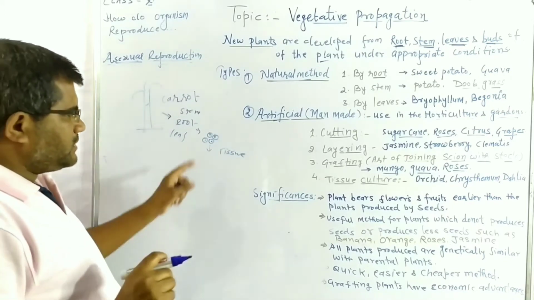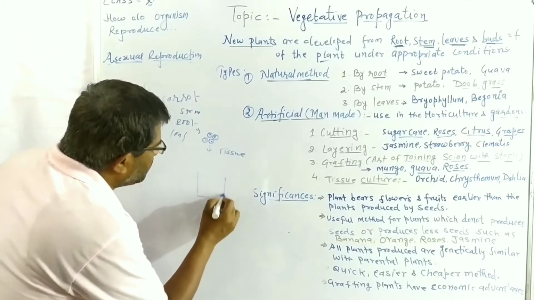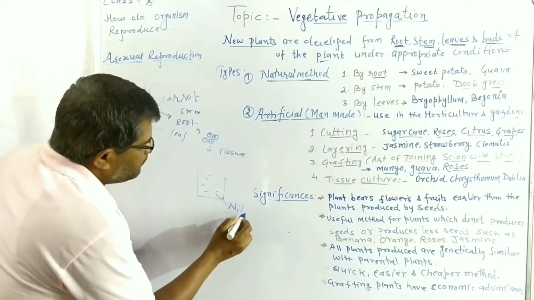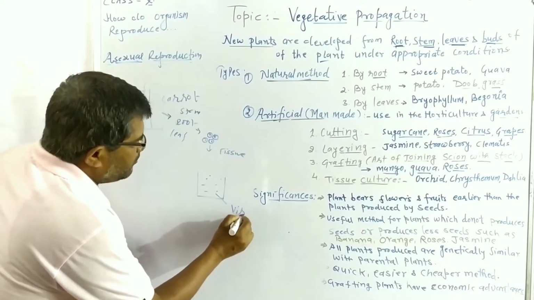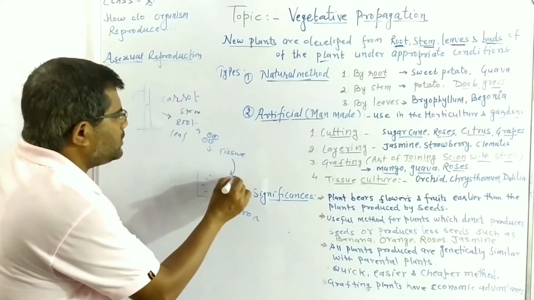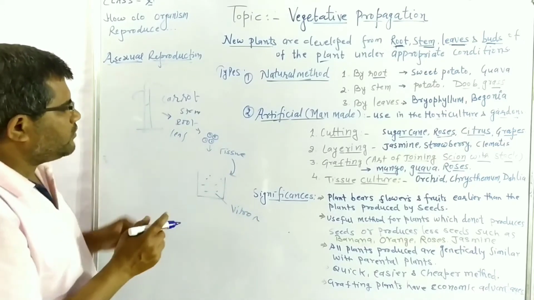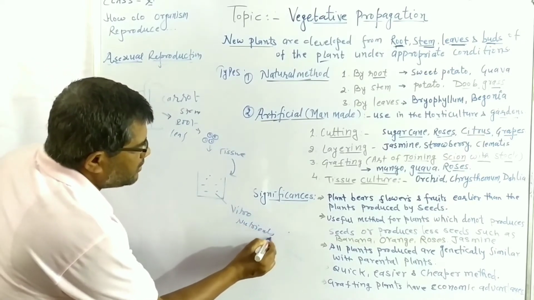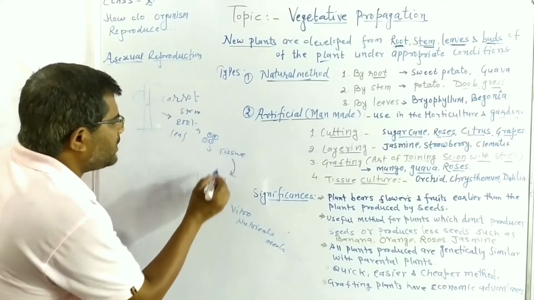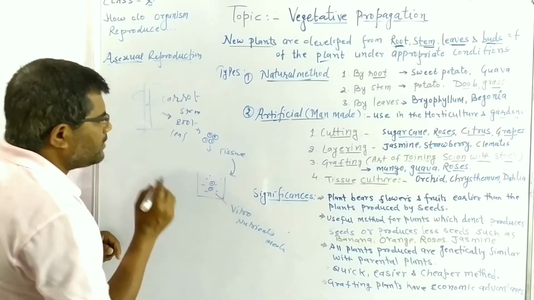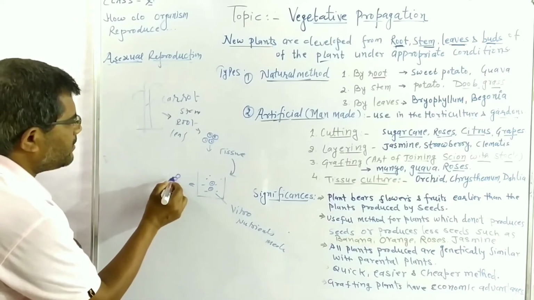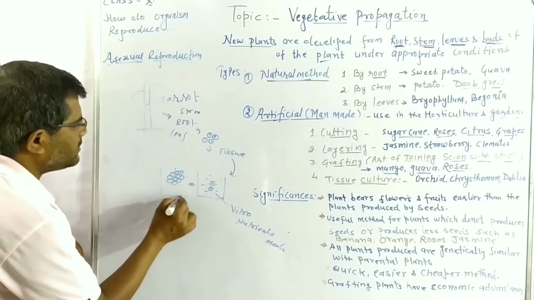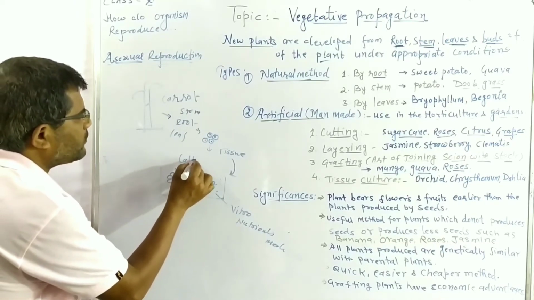Now these cells are grown in one sterile medium containing nutrition, so this medium is called vitro medium. The cells which you isolated are kept in some nutrient medium. When these cells are kept in the nutrient medium, they divide and form a mass of cells, and this mass of cells is called the callus.